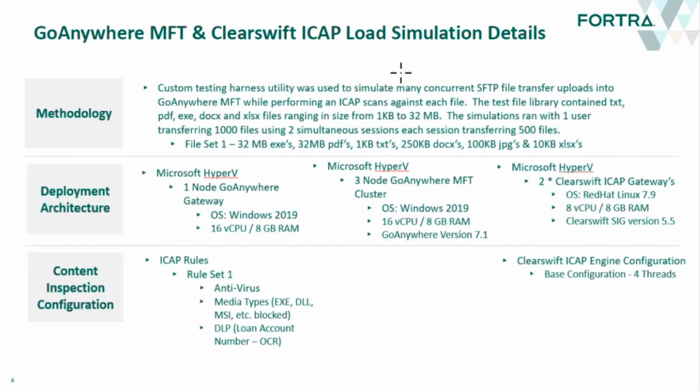We've also done a load simulation for a couple of our file transfer solutions, GlobalScape as well as GoAnywhere. You can see the configuration we used, the types of files, the number of files, the system processor and memory utilization specifications. So you can see here we used a single gateway, 3 MFT servers, 2 ICAP gateways, and the base ICAP engine, which supports up to 4 threads.